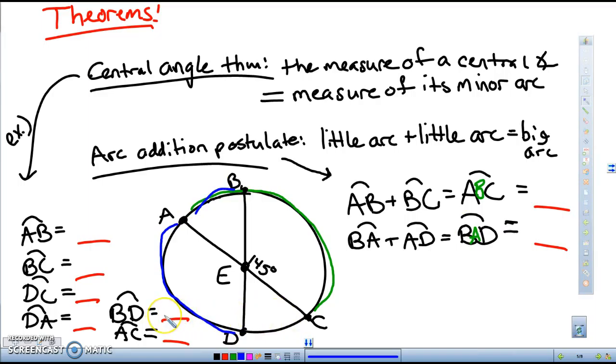So now what I want you to do is I want you to pause the video and go ahead and try to fill in what you think the measure of each of these minor arcs are. And then I also want you to go ahead and fill in what the measure of these major arcs are after we used the angle addition postulate.